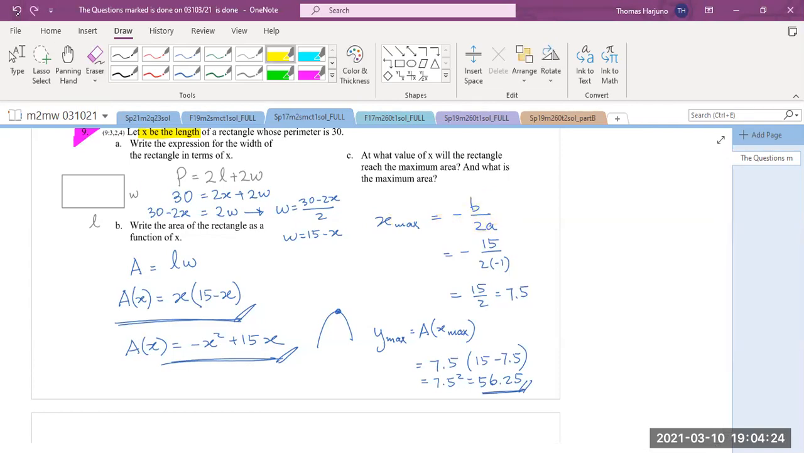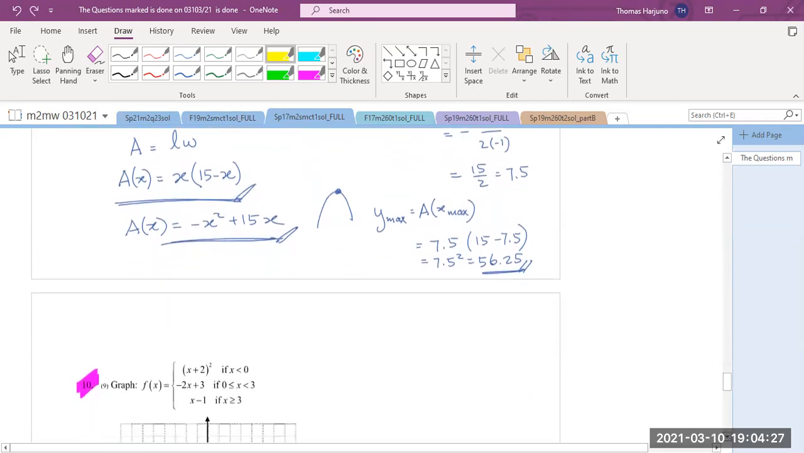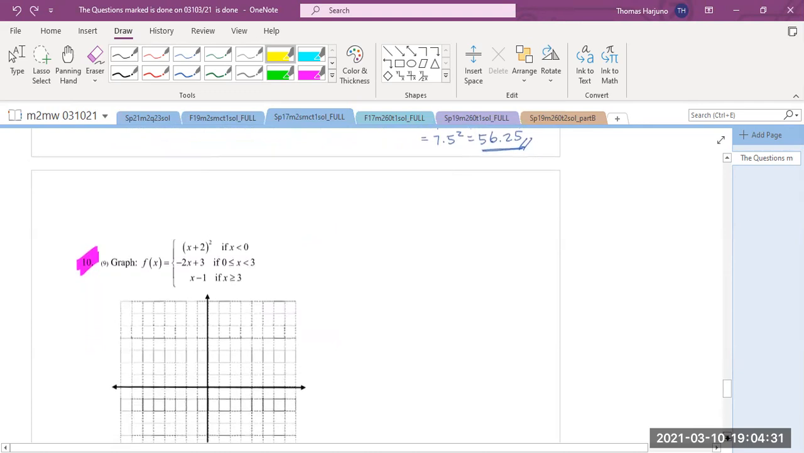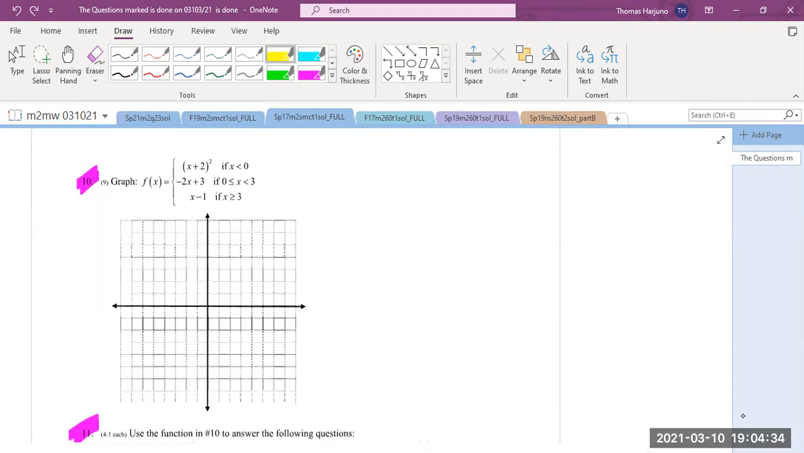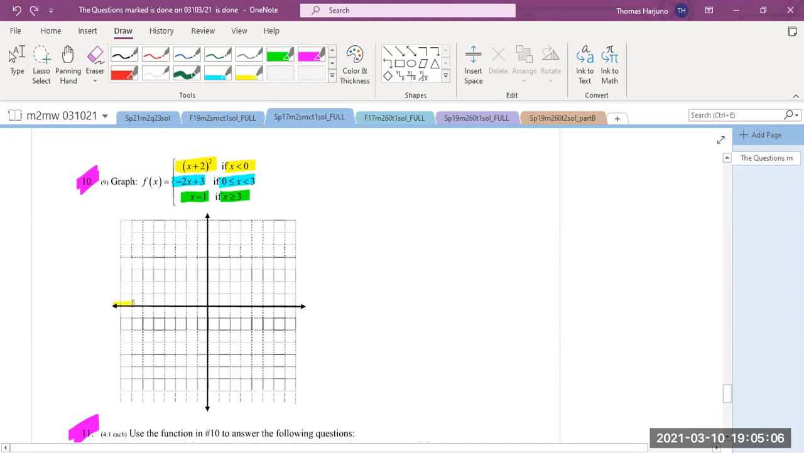Okay, that's for number 9. Let's go on to number 10. Number 10 is piecewise defined function, which I went over yesterday in class, but it's actually not too hard to do. Piecewise defined function is a function that is defined piece by piece. So when x is less than 0, we will use this function. When x is between 0 to 3, we will use this function. When x is greater than 3, we will use this function. So when x is less than 0, it means it is in this interval. When it is in this interval, we will use that x plus 2 squared.